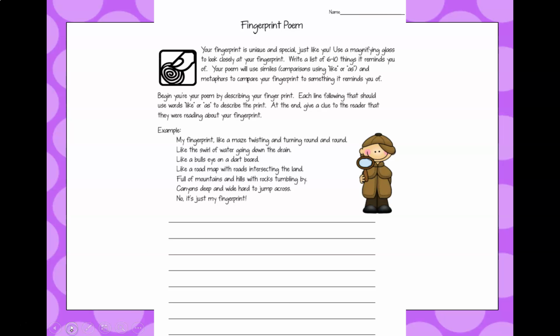So here's your page that you can do yours on. They gave you the example that I already read to you, and then there's just some lines. So remember, maybe off to the side or even off to the left of this, you could just write down first what your thoughts were about the words that remind you of your fingerprint, okay? Or at least what the item is that it reminds you of.